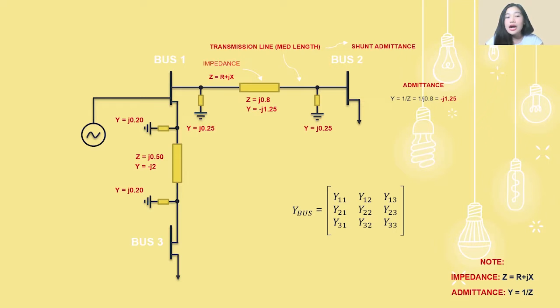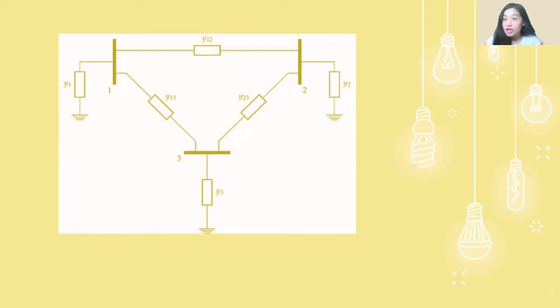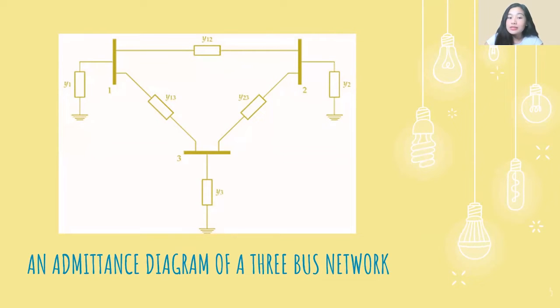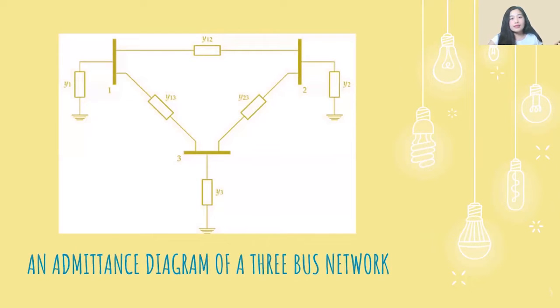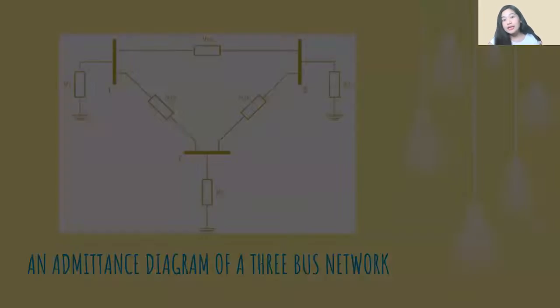As you can see, we have different constructions of circuit to which we may apply the Ybus admittance matrix. This is an admittance diagram of a three-bus network. The earlier one is also a three-bus diagram. Later, I will show you a two-bus network, wherein we are going to have a 2x2 matrix. For a 3-bus, we are going to have a 3x3 matrix. Let's discuss that further later.